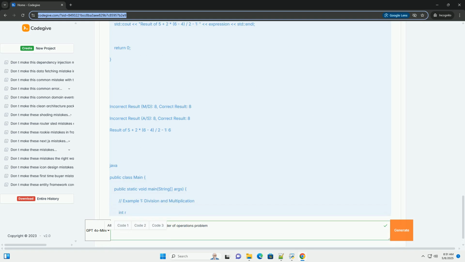3. Exponentiation and unary operators. Remember that exponentiation is right associative, and unary operators, plus x, minus x, also have specific precedence.